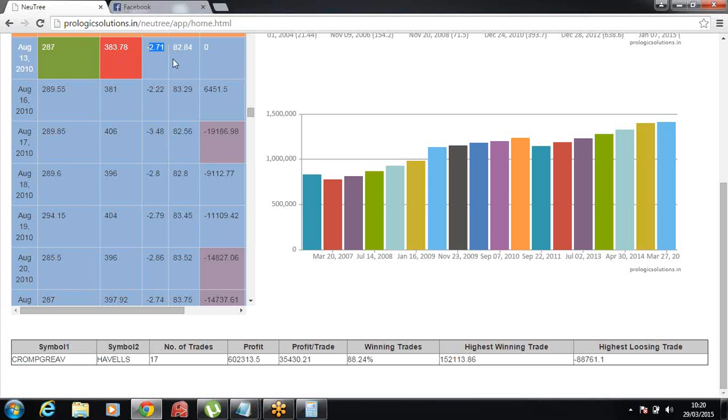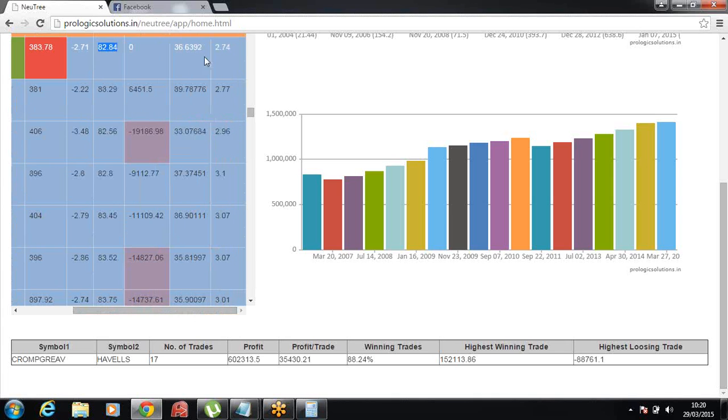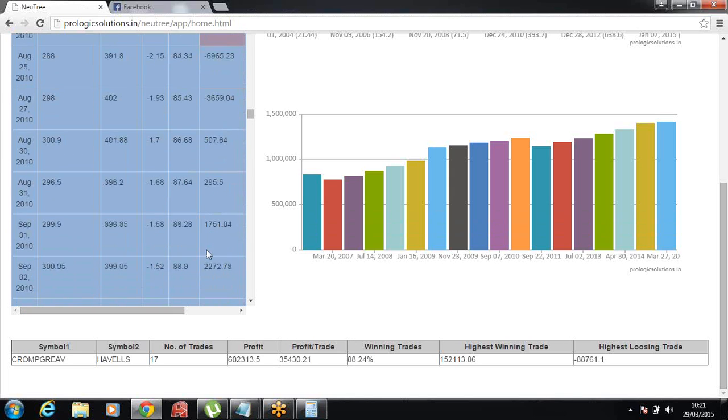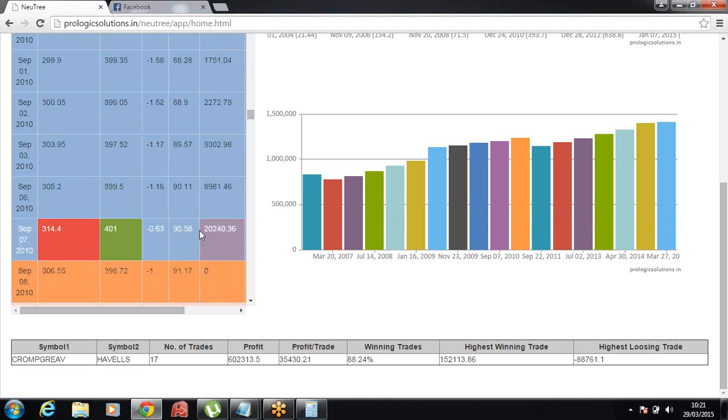You see 2.71 is the entry, 82 is your correlation. It will be 30, 36, so slightly higher. So we enter the trade, the first day it's around 6,000, then loss, then loss, then loss, and then finally it gave you a profit of 20,000 rupees once your z-score fell to 0.68.